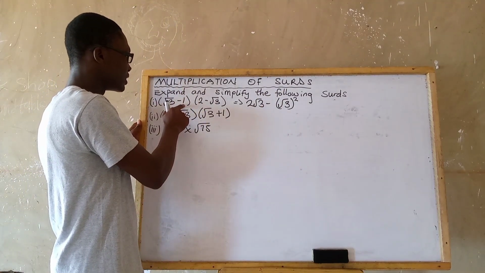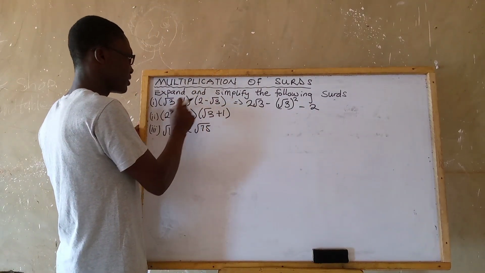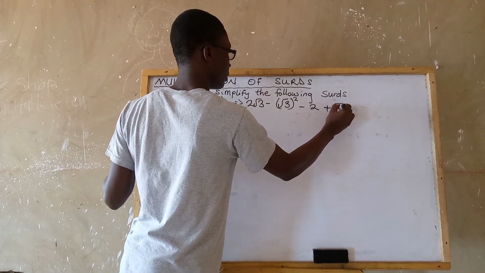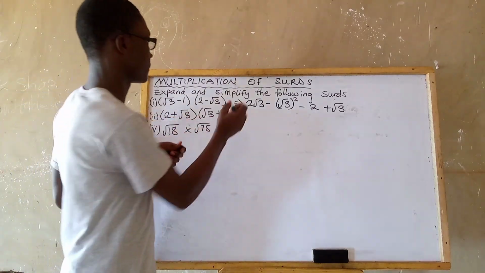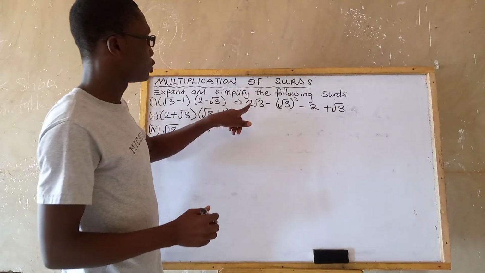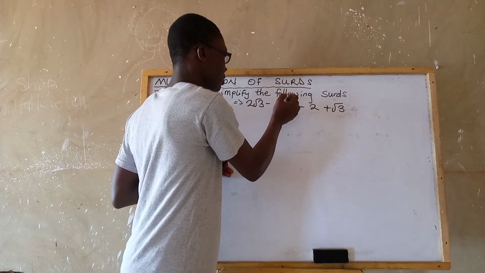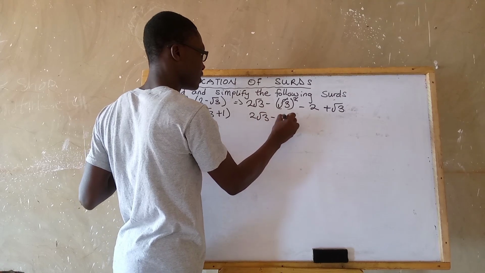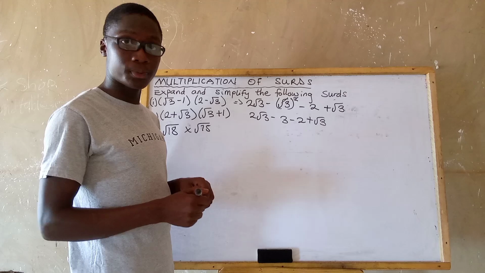The negative 1 times 2 gives negative 2. Negative 1 times negative √3 gives positive √3, because negative cancels negative. And then you can continue. We have 2√3 minus √3 squared, which means that the square cancels the square root to give us just 3. So we have 2√3 minus 3 minus 2 plus √3. So let's group like terms.